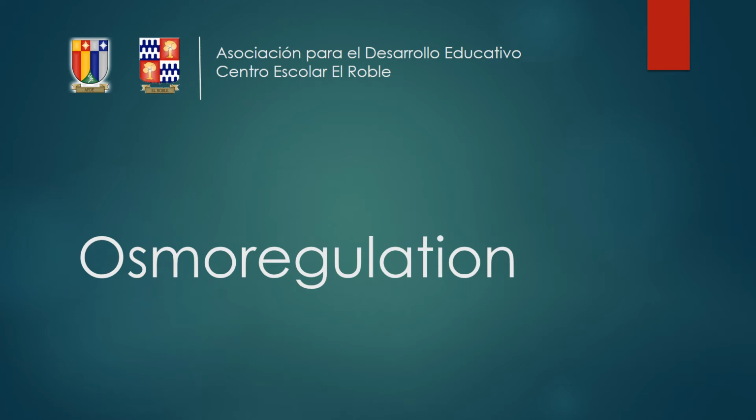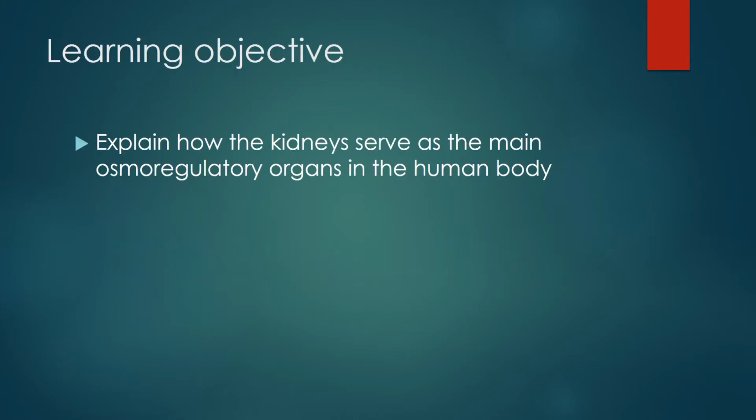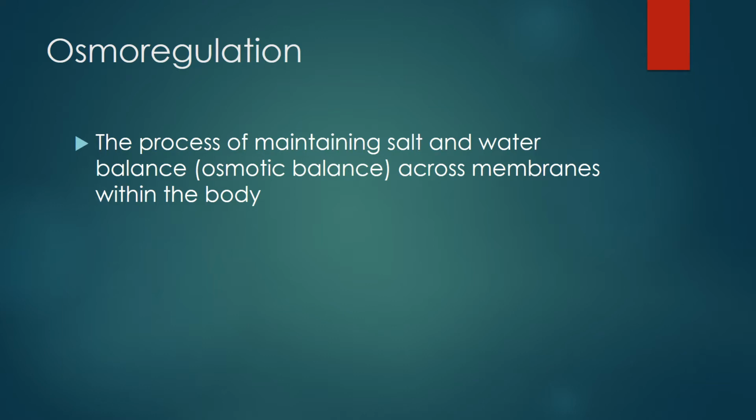Osmoregulation. The learning objective of this lesson is to explain how the kidneys serve as the main osmoregulatory organs in the human body. Osmoregulation is the process of maintaining salt and water balance, osmotic balance, across membranes within the body.